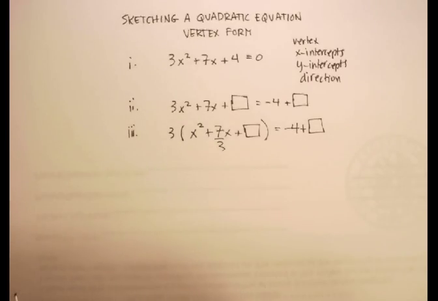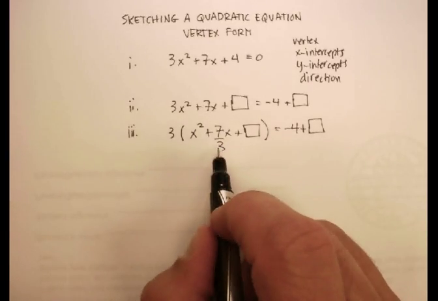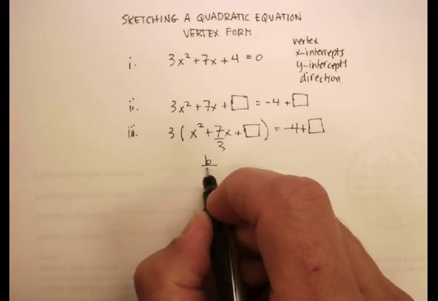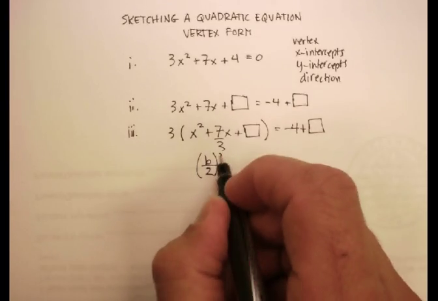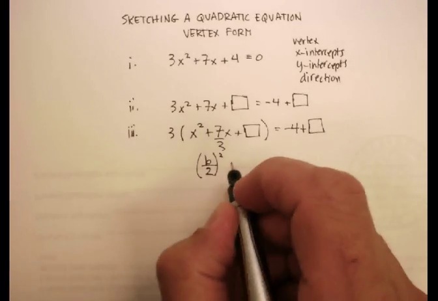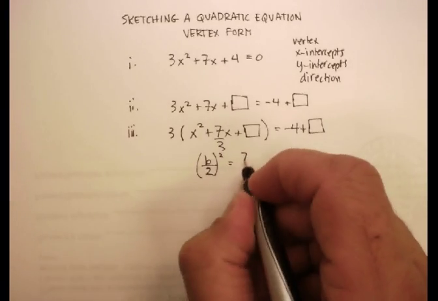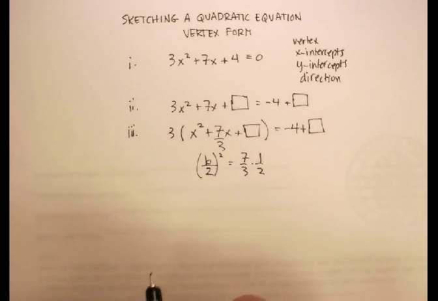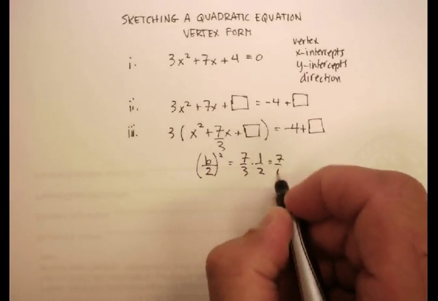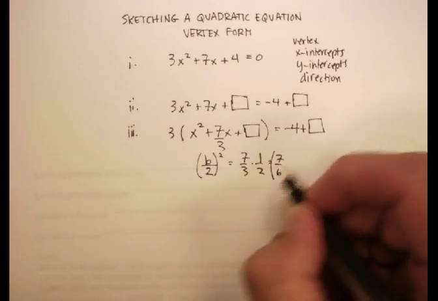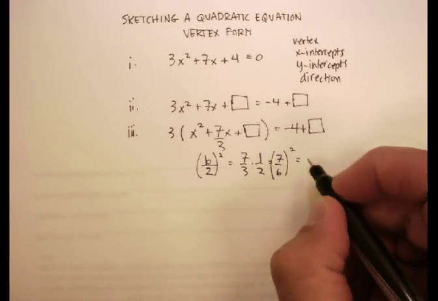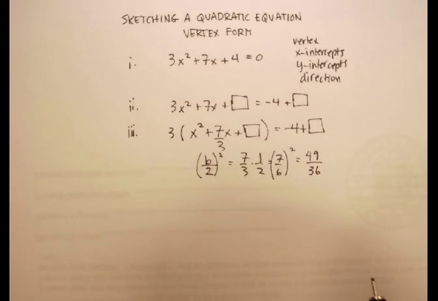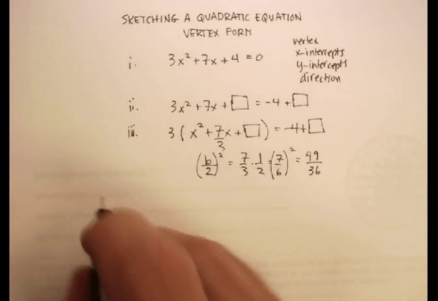Remember that the formula for completing the square is you take half of b and square it. So you take half of b, which is b over 2, and then you square it. Now what is b in this case? b is 7 over 3. When you take half of it, it's like multiplying it by 1/2. That gives me 7 over 6. And then I square it. You square the top, square the bottom, and you get 49 over 36. So that's what you put into that box.